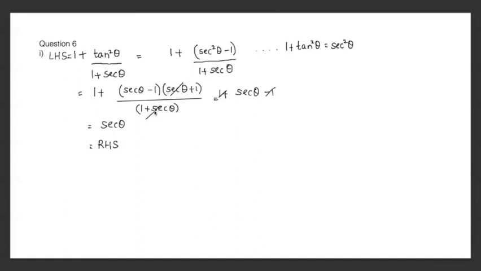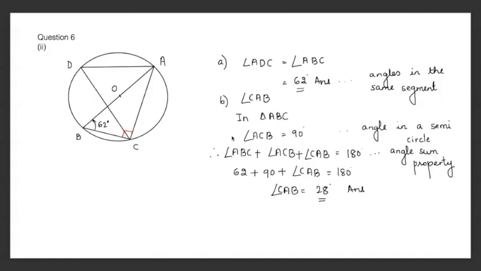Both these terms are identical, so they get cancelled. Now the LCM being 1, you can just add up 1 plus sec theta minus 1. Obviously, we see 1 getting cancelled, and that is how we get the right-hand side, which is sec theta.